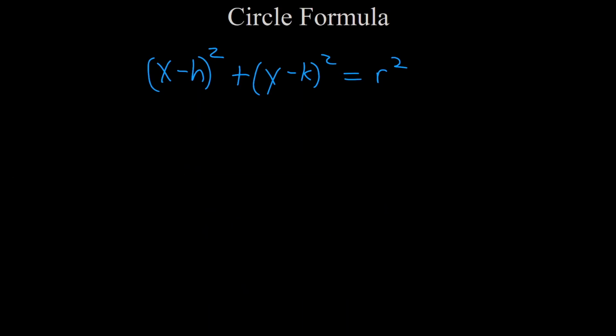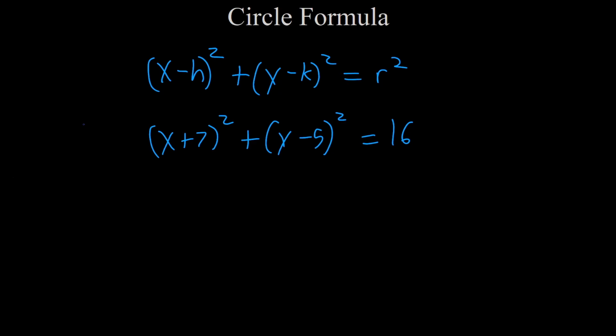What if we are given a formula and we're told to find the center and the radius? So let's take a look. If we have (x + 7)² + (y − 5)² = 16, how would we find where the center of the circle is and what the radius would be?